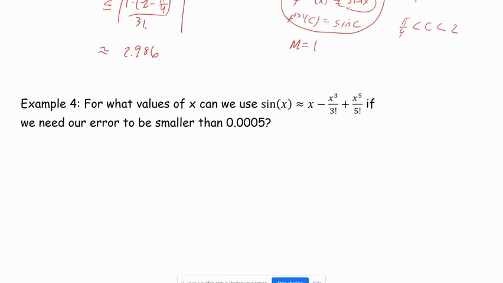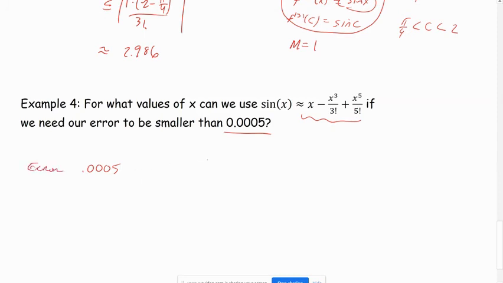All right, and then example 4. This time we're going to see for what values of x we can use this series and get an error smaller than we want. So this time we know the error is 0.0005, or we want our error to be less than that. We want to keep our error smaller than that.